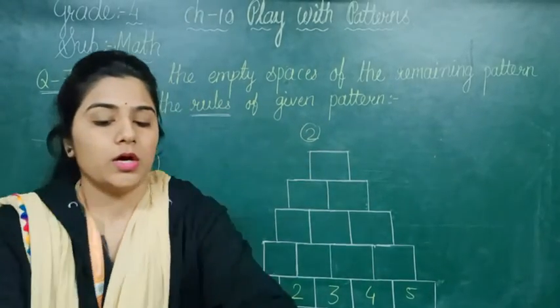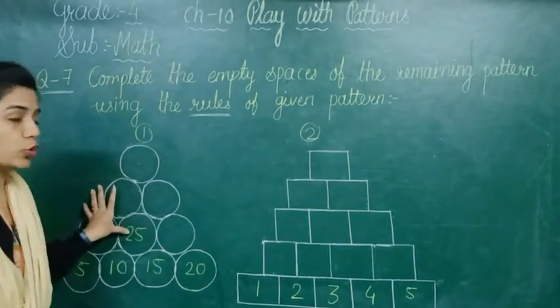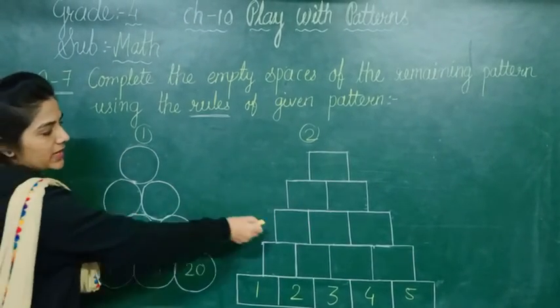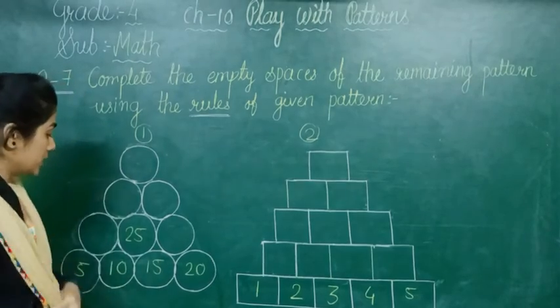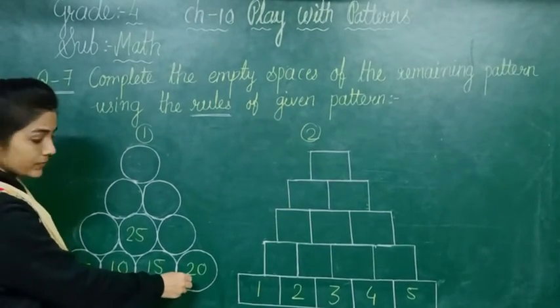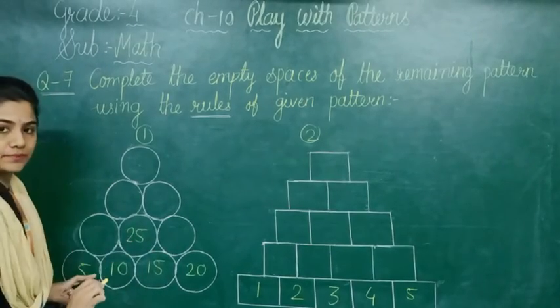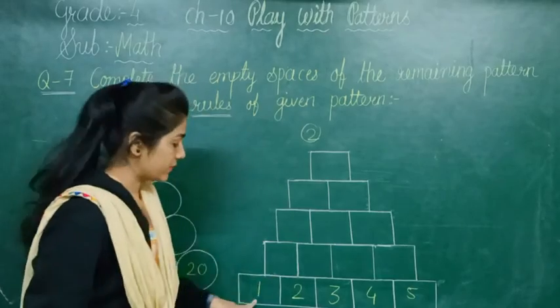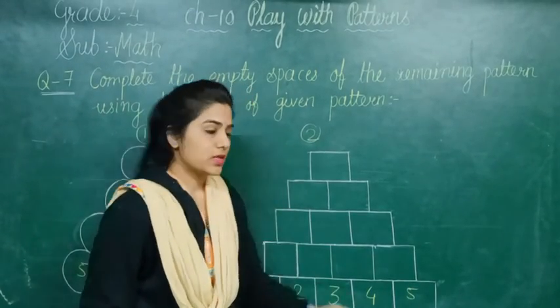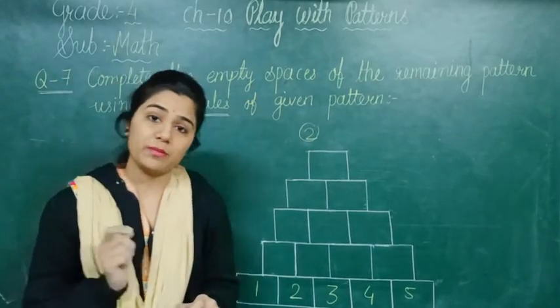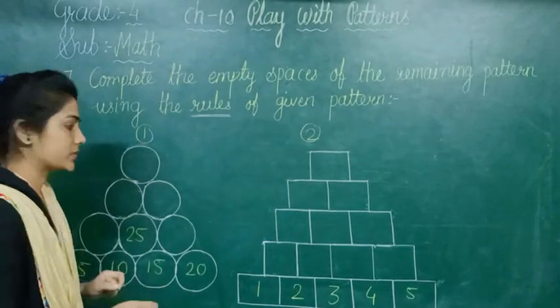You can see we are having two patterns, first pattern and second pattern. The shapes are different: circles and small squares. In the downside, the numbers are 5, 10, 15, 20, and in the middle 25. Here only these 5 numbers are given: 1, 2, 3, 4, 5. The remaining empty spaces we need to find with the help of the same rule which we have used.